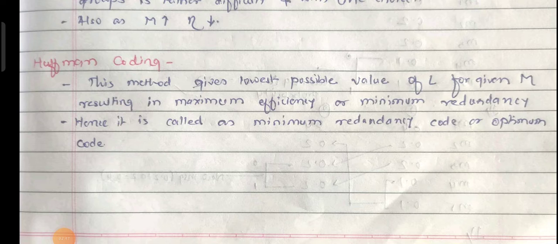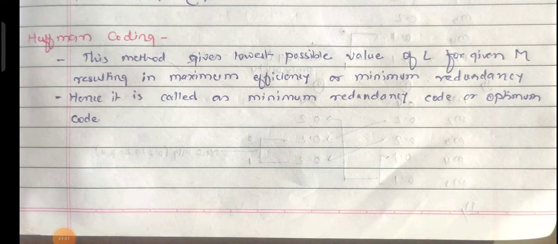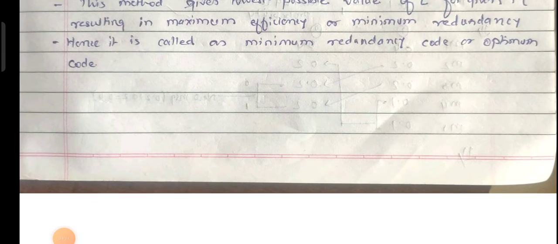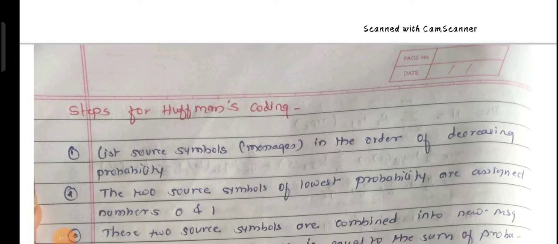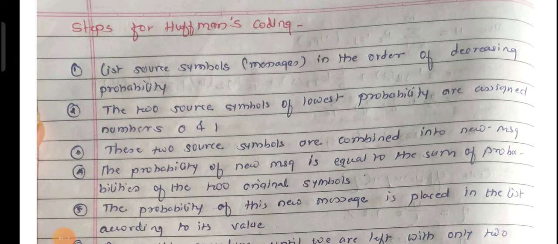We know that efficiency and redundancy are inversely proportional to each other. So this method gives us the lowest possible code word length, which gives the maximum coding efficiency eta and the minimum redundancy. Because of that, this method is also called a minimum redundancy code or optimum coding technique. We will see how we can generate a code word of the lowest possible length using the Huffman coding method. Like the Shannon Fano method, here also we have some steps to follow to generate the code word.